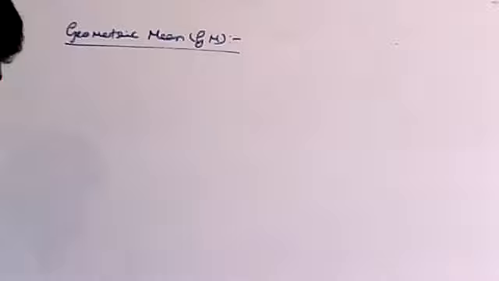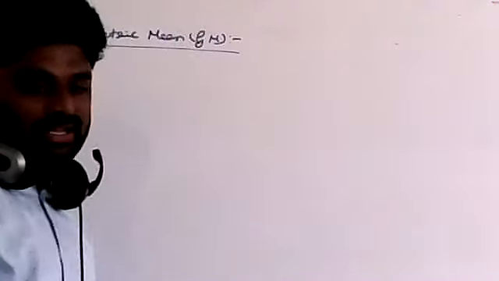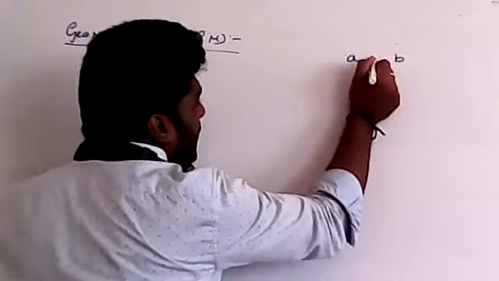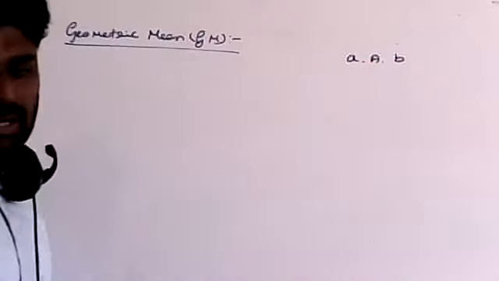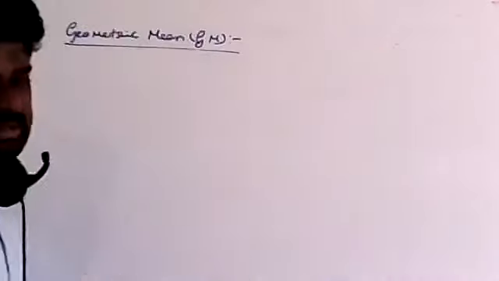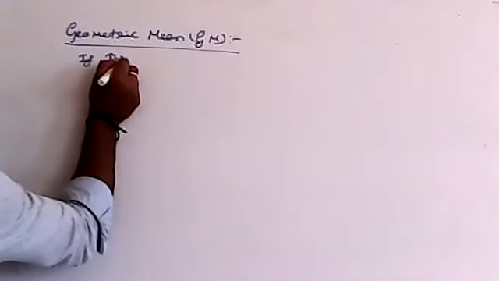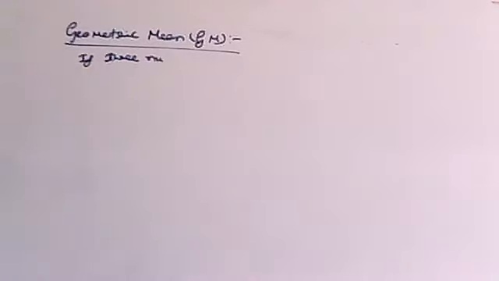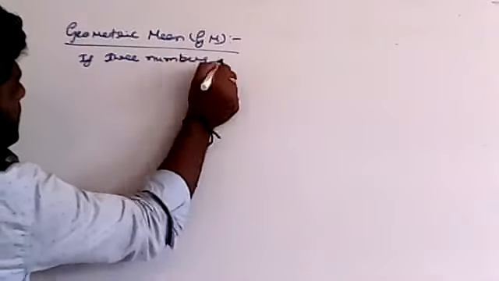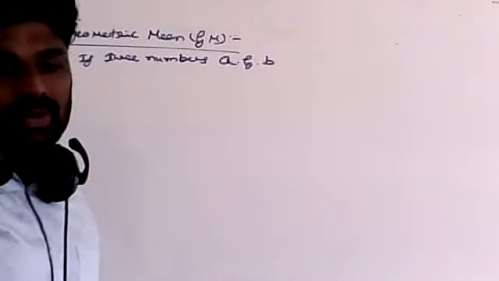Geometric mean. So can anyone tell me, what is the arithmetic mean I have written? So arithmetic mean, yes, (a plus b) by 2. Correct. What I've given means a and b have been taken, in between this, capital A has been taken, for arithmetic mean. So geometric mean, G I'm taking. If three numbers, a and b, in between that, G I'm writing.